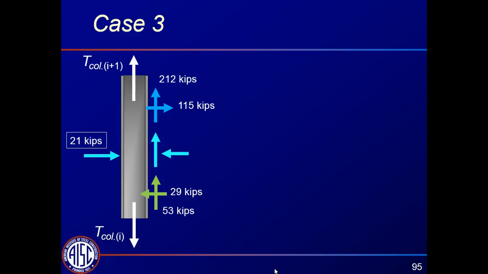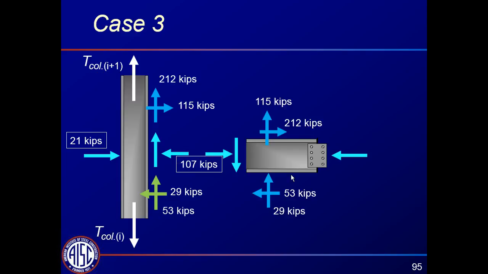We draw our free body diagram at the face of the column. Free body diagram of the column segment. Again, we don't really care what the tension is in the column. That flows straight through. We're just using this free body diagram to tell us the horizontal force at this joint, which is 107 kips. And then we solve for the horizontal force here, which is 266 kips.